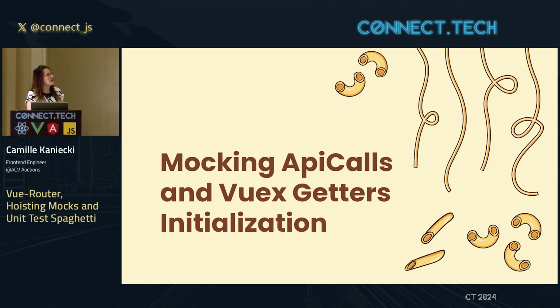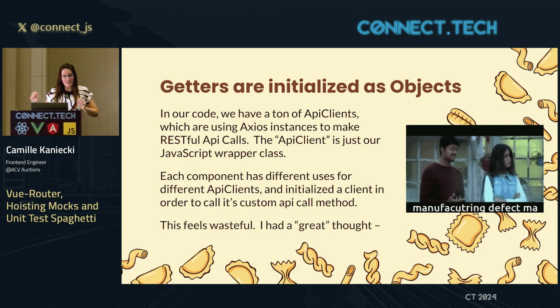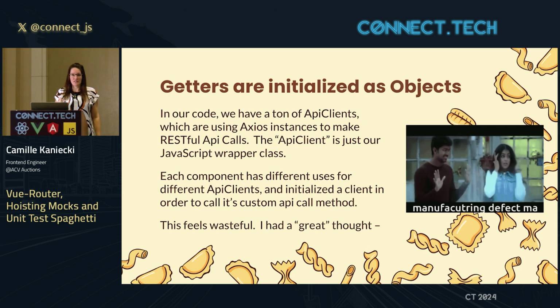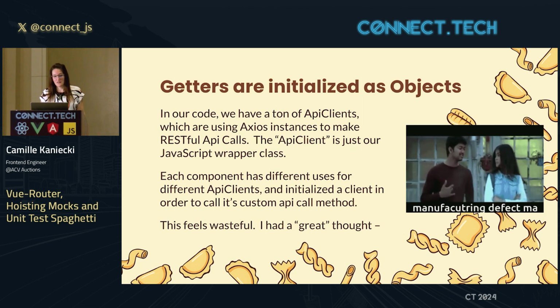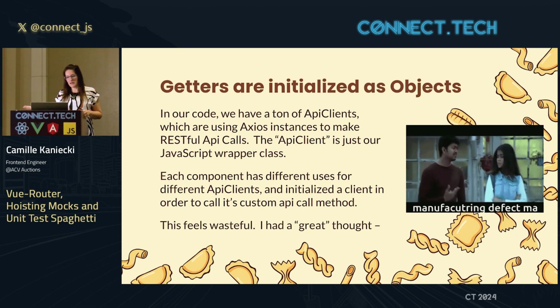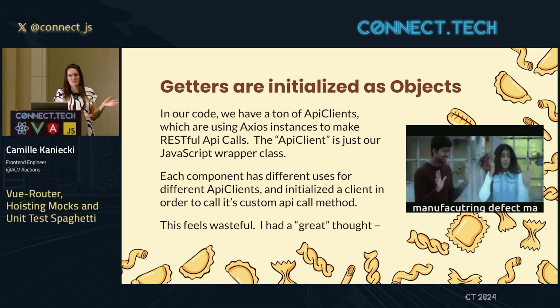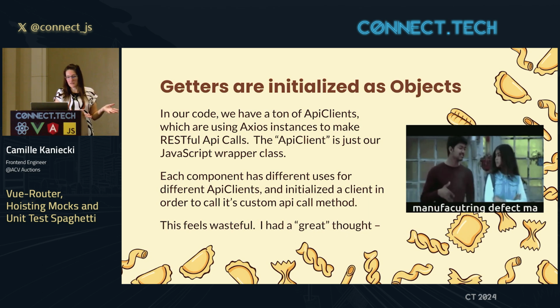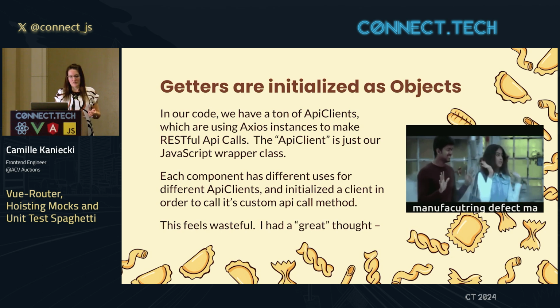I want to briefly, I think this is going to be the last two topics, but again, they're integrated. I want to talk about mocking API calls, which should have been two different words in my slides, and Vuex getters initialization. Because everything is an object, when you have a getter, it is also initialized as an object. In the code base that I'm going to be using as an example, we have a ton of API clients, which I'm just going to say are references to groups of Axios instances that we use to make our RESTful API calls. I'm just going to call it API client to be lazy.